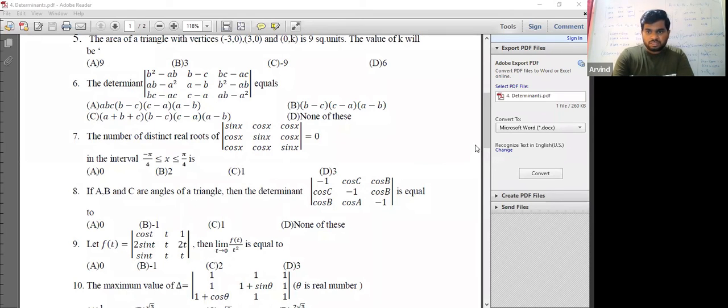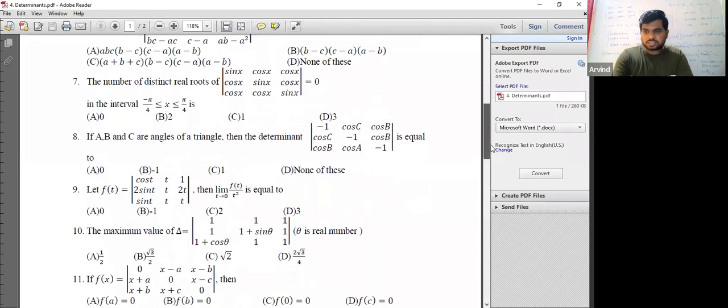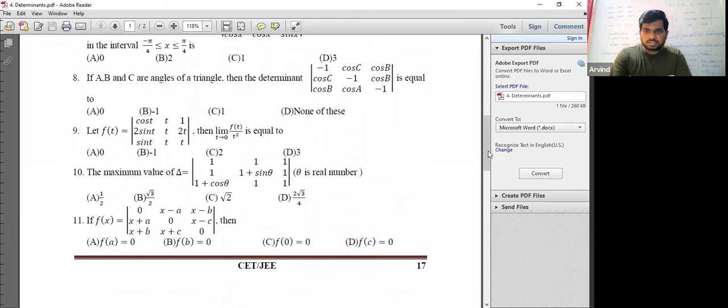Okay, the eighth one we'll do at the last. It is using the projection rule. I'll do it at the last. Try out this ninth one.